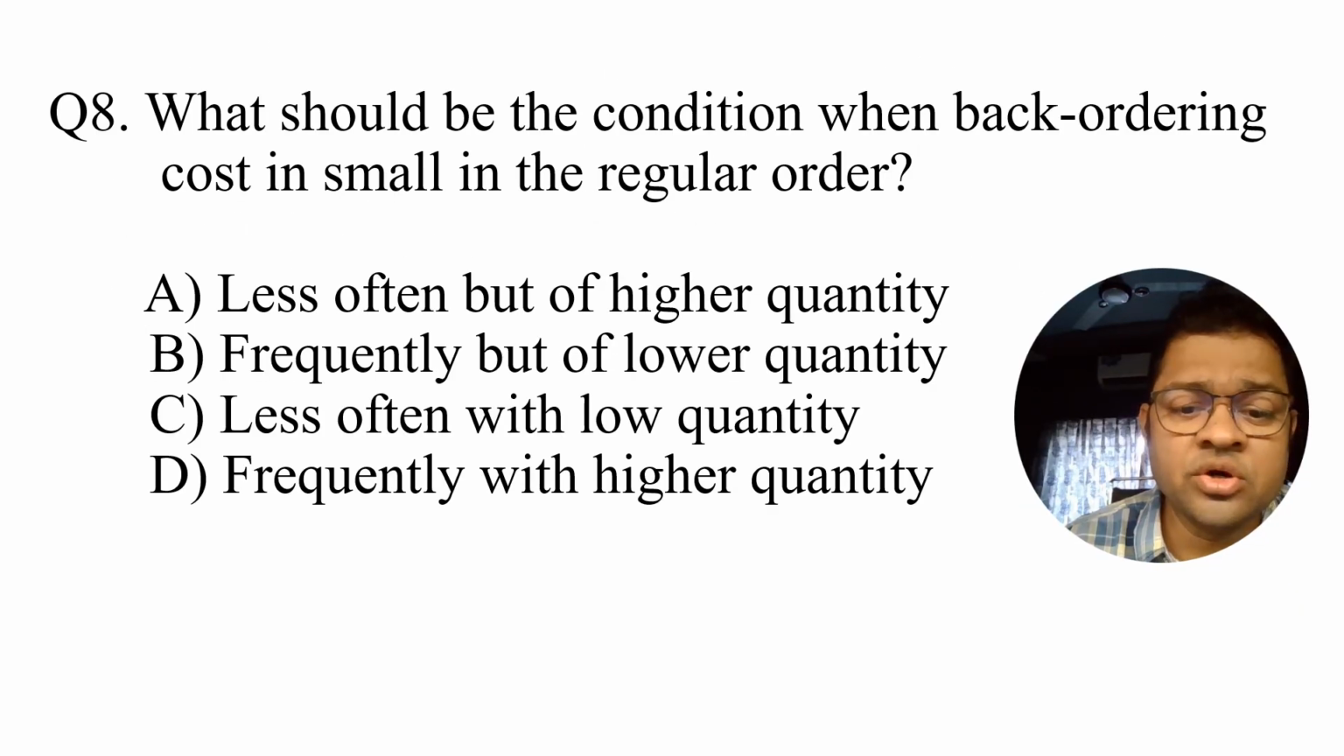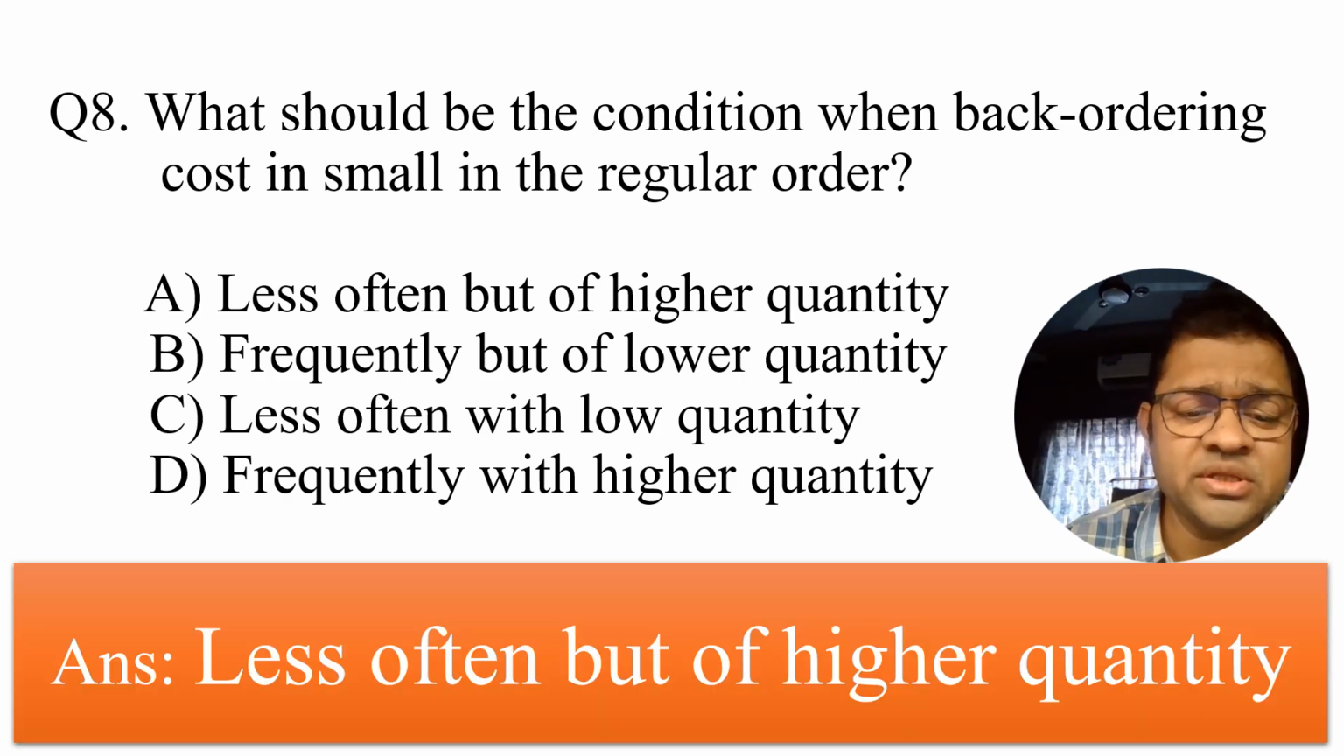Question number 8. What should be the condition when the ordering cost is small in the regular order? It means you are regularly placing orders: less often with a higher quantity, frequently with a lower quantity, less often with a low quantity, or frequently with a higher quantity. Ordering cost is small in the regular order, so it means less often bought of higher quantity.